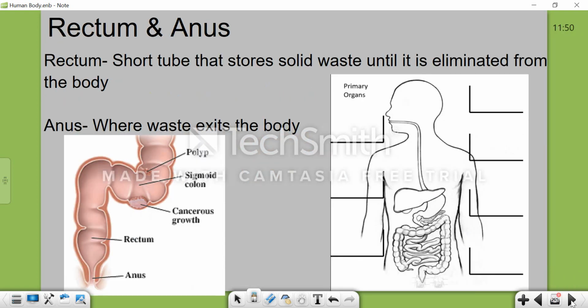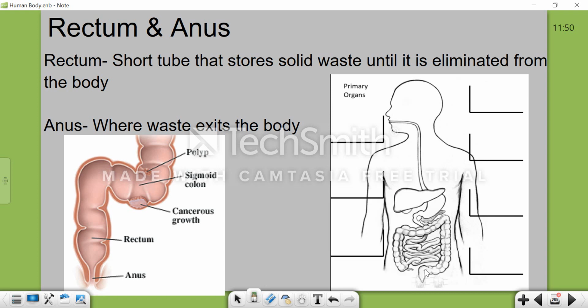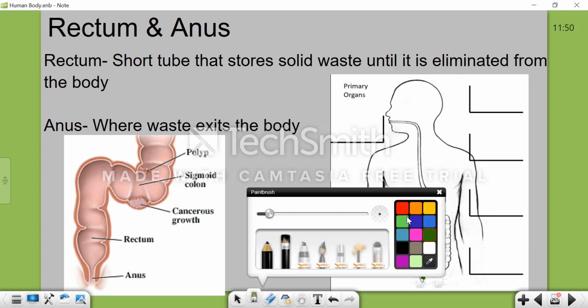All right, the last two, the funny two, the rectum and the anus. Don't get these two confused. The rectum is a tube where it stores solid waste until it's ready to be eliminated. The rectum is just a storage area. So this little bottom section here is going to be the rectum. The anus is just the location where waste exits the body.